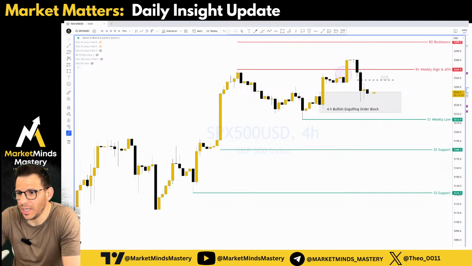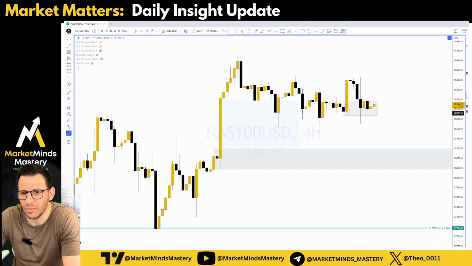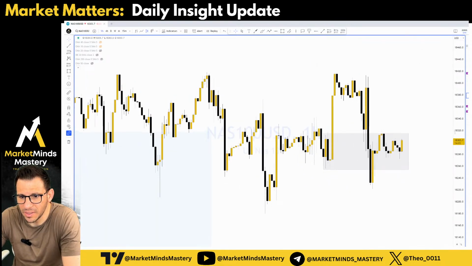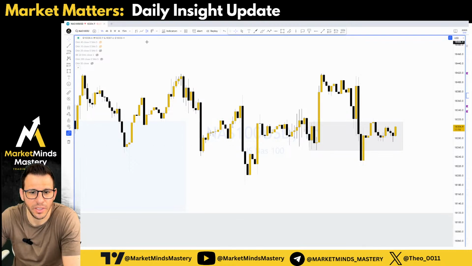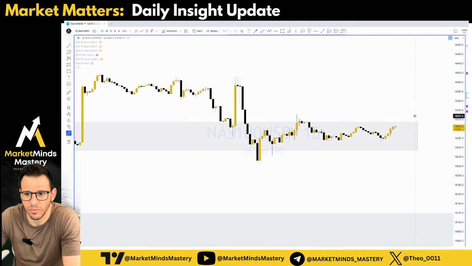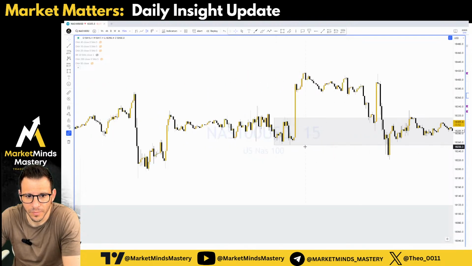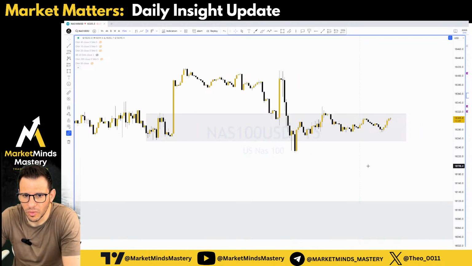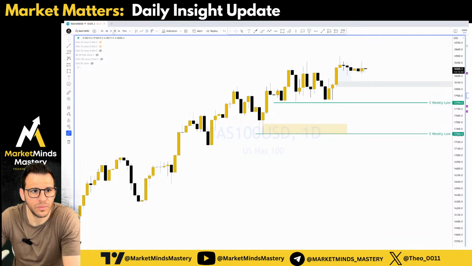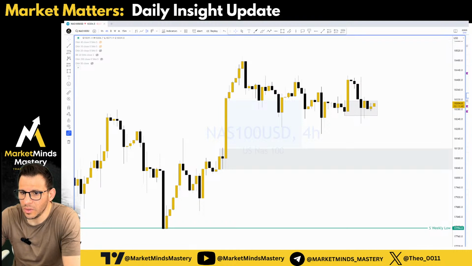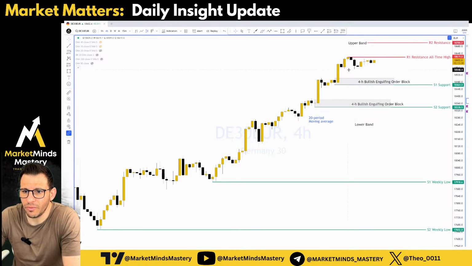Next one, Nasdaq, pretty much sideways here. We marked this bullish engulfing order block from yesterday. The price didn't respect it, came all the way here, fluctuated, and it's moving kind of sideways. On the 15-minute time frame, nothing really. Next one, German 40, higher highs, higher lows, all the way bullish on this one.